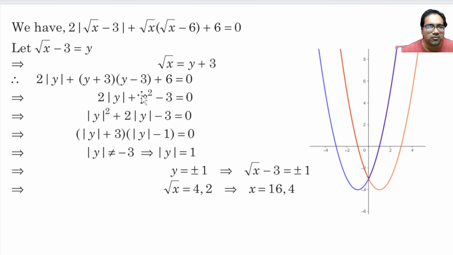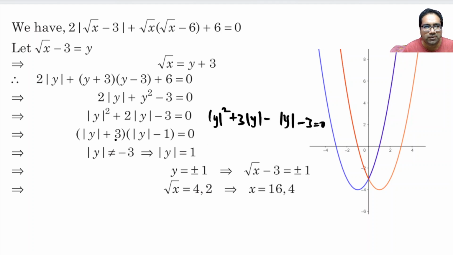Okay. Now, what is y square? Y square is actually mod y square. It doesn't matter, right? Y is plus or minus, still y square is always y square. That means y square you can write as mod of y whole square. So that's how we can convert this into a proper quadratic equation in terms of mod y: mod y square plus 2 mod y minus 3. Then while solving this, we can write this as mod y square plus 3 mod y minus mod y minus 3 equals 0.